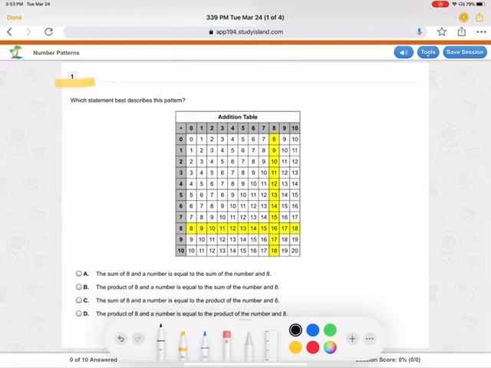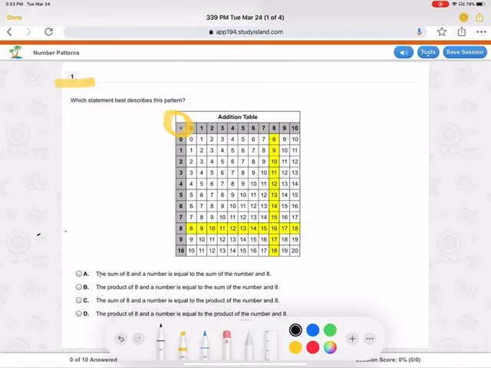So, first thing we do is we look at over here this table. Now the addition table is telling us that this is plus, which means we're doing an adding. That's the most important thing to remember. That will help us solve the rest of the problems. So we're going to look at answer A.